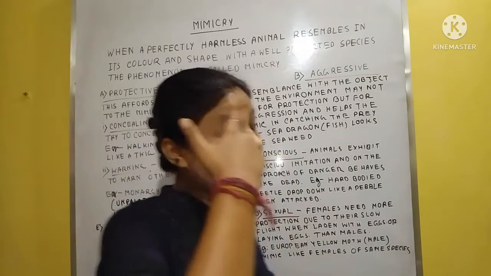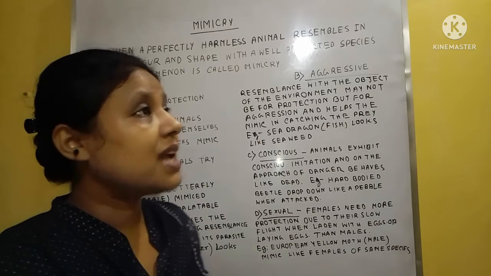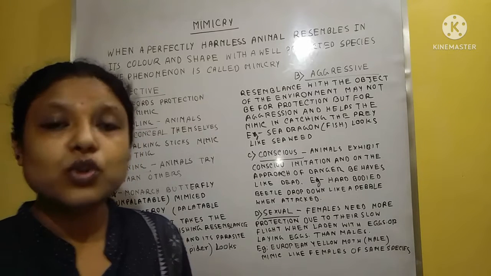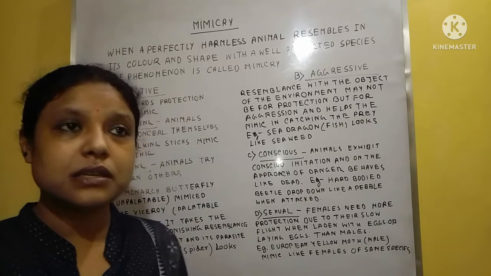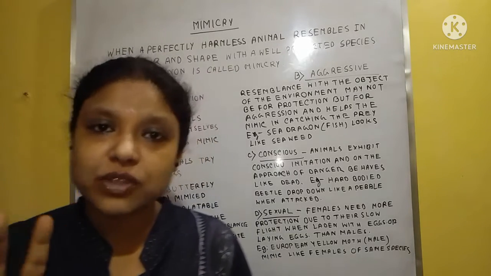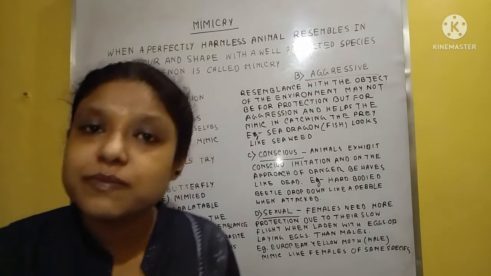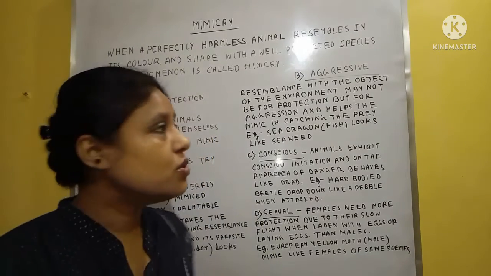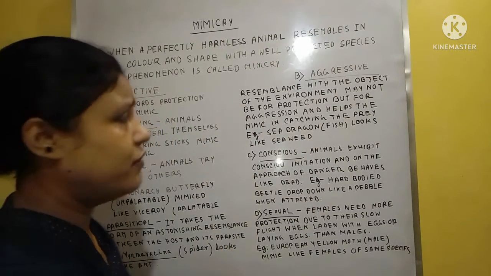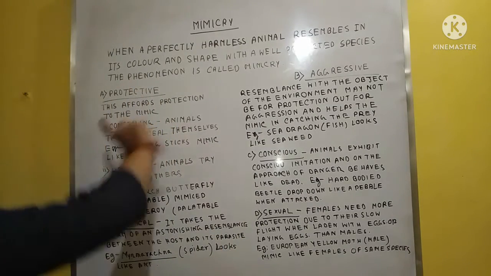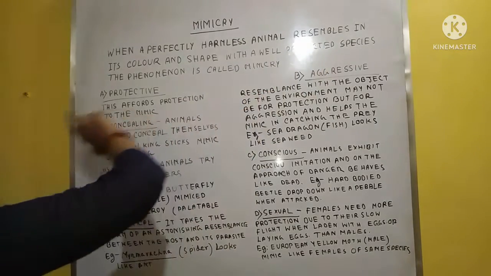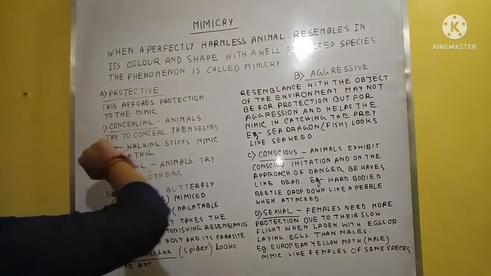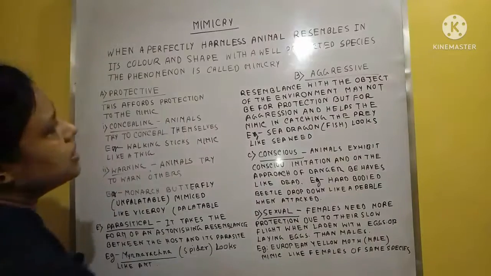This is the mimicry. First we know that mimicry is actually an adaptive kind of feature, and this is followed by the animals. First you have to understand there are two types of animals. One is model and another is mimic. Model is the original one, and the mimic follows the original one. If you define mimicry, this is actually a perfectly harmless animal resembling in its color and shape a well protected species. This phenomenon is called mimicry.